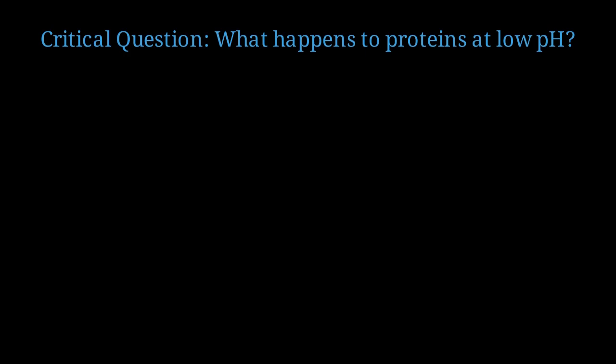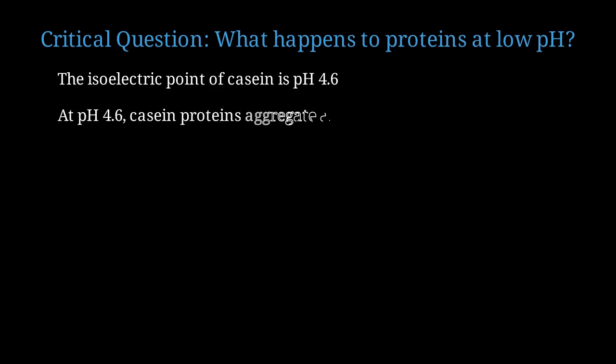What happens to casein micelles when pH drops? Casein has an isoelectric point at pH 4.6. This is the pH where the protein has zero net charge. At this pH, the electrostatic repulsion between micelles disappears. The calcium phosphate bridges dissolve. The casein proteins lose their colloidal stability and aggregate together.